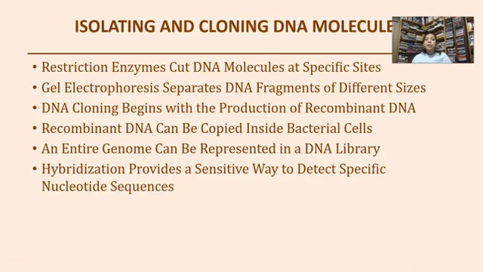DNA cloning begins with production of a recombinant DNA molecule, typically in a cloning vector, a backbone that is a circular plasmid many times. In many cases, these recombinant DNA molecules, that are basically a circular plasmid with the insert of your cloned DNA present inside it, can be copied inside bacterial cells to create large amounts of this particular cloned recombinant DNA, which can then be purified and used for whatever purpose we need.